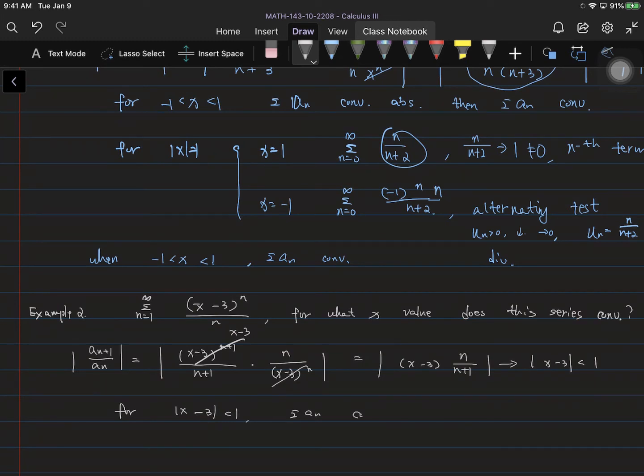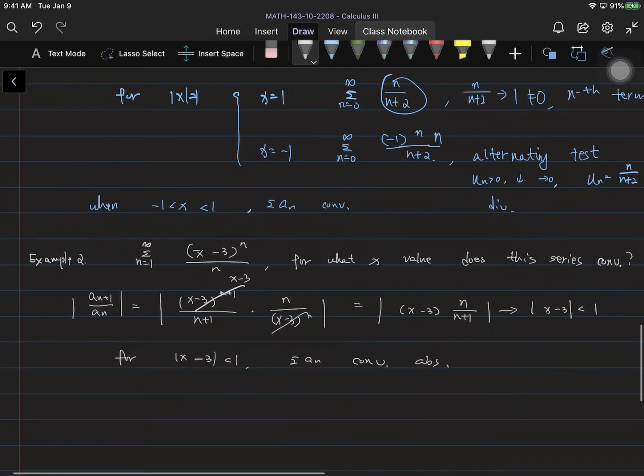The series converges absolutely, and also converges, right? And can we also solve this? Do you know how to solve this inequality? That means the same as that, right? And then we move 3 to both sides. This is called the compound inequality.